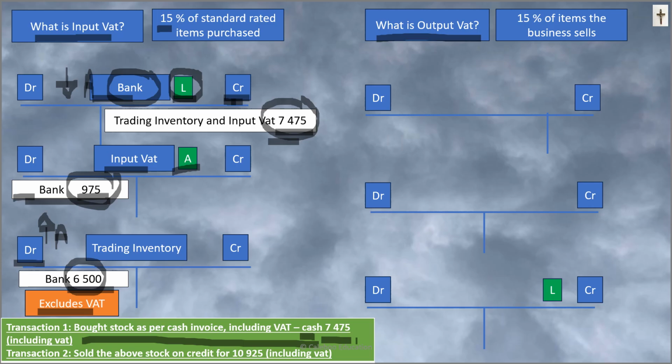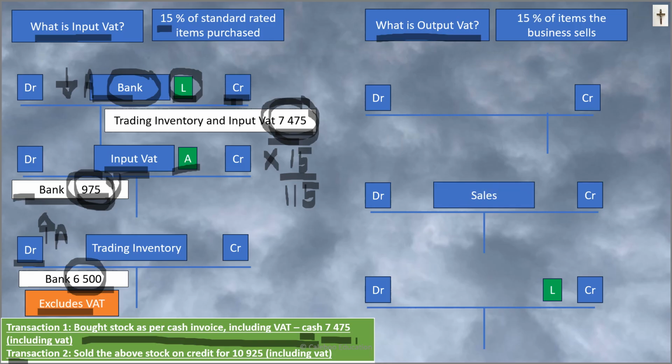So this is how input VAT is arrived at or derived. We take that amount and we multiply by the VAT fraction, 15 over 115, more about that in a short while, and we will get 975. So from this transaction, the input VAT that we can claim is 975.